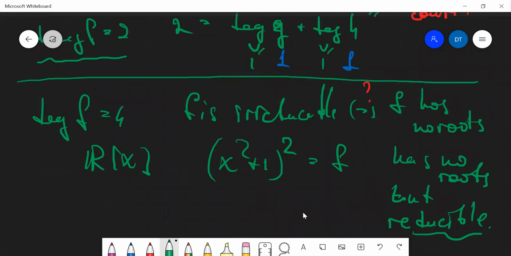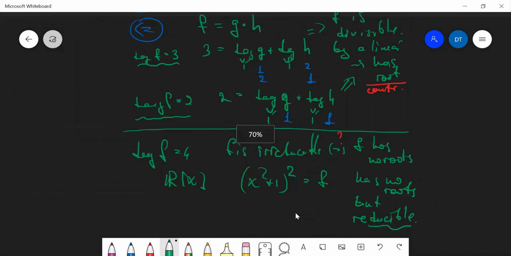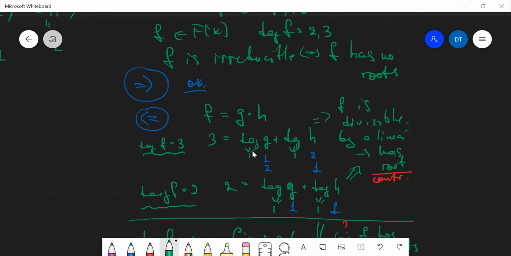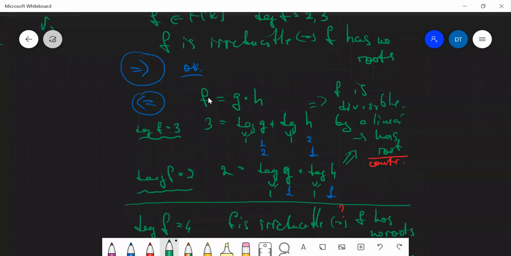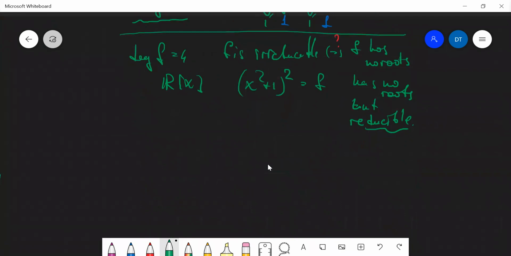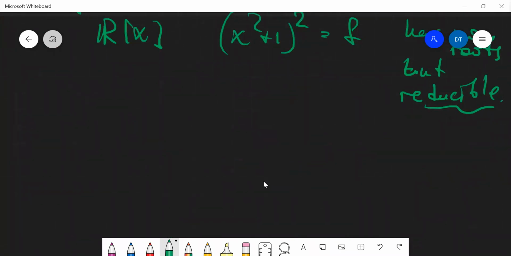Wait, I guess I didn't get the first proof, because if our polynomial has degree 2, can't we just take (x plus 1) squared? That's reducible, but it also has no roots. No, what the claim says is that if you have no roots, then you're irreducible. Oh, sorry, I was incorrect. Never mind. Should I repeat the proof again or clarify it, or it's okay? It's okay. No problem. So the claim holds only for polynomials of degree 2 and 3.